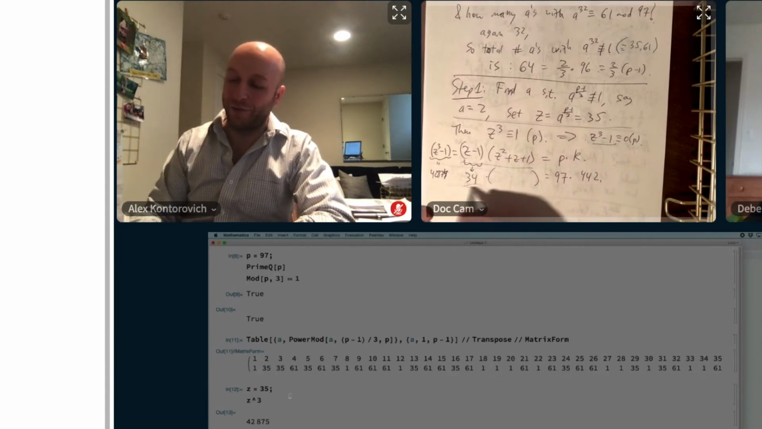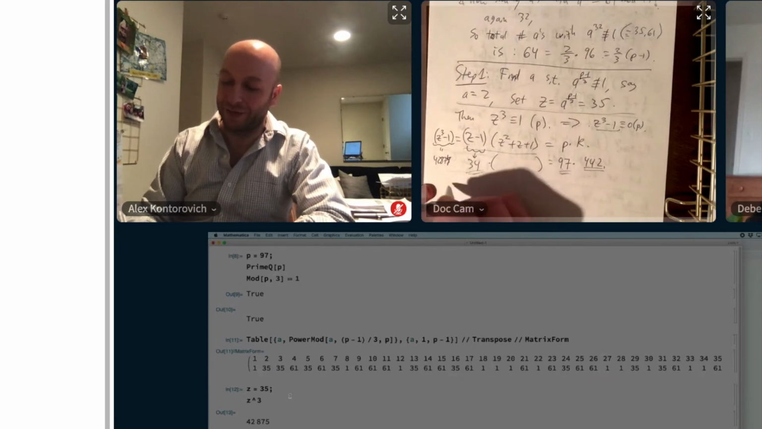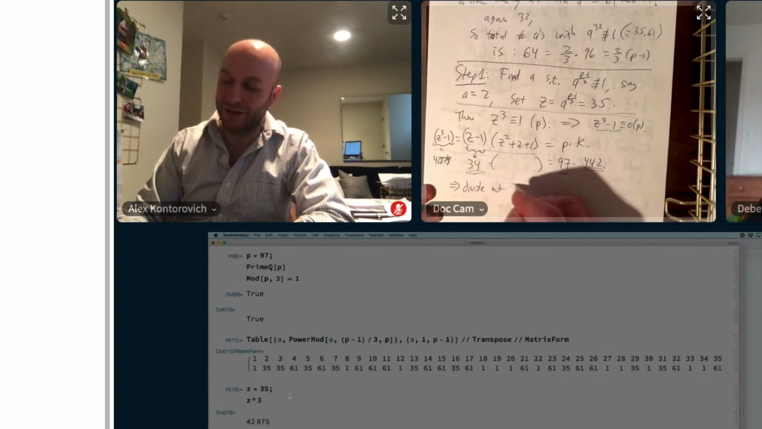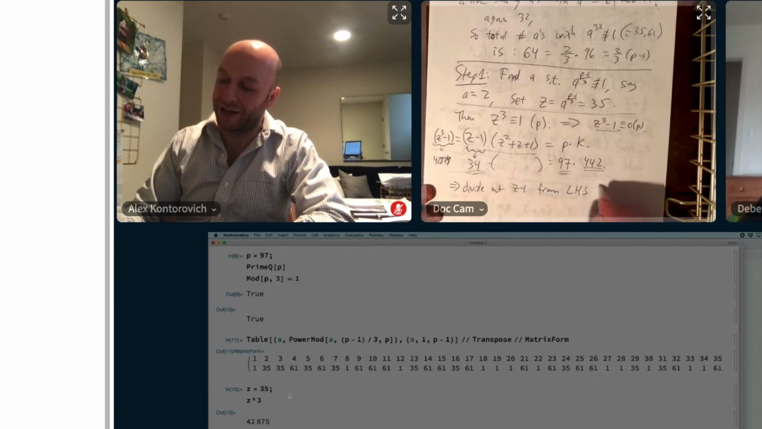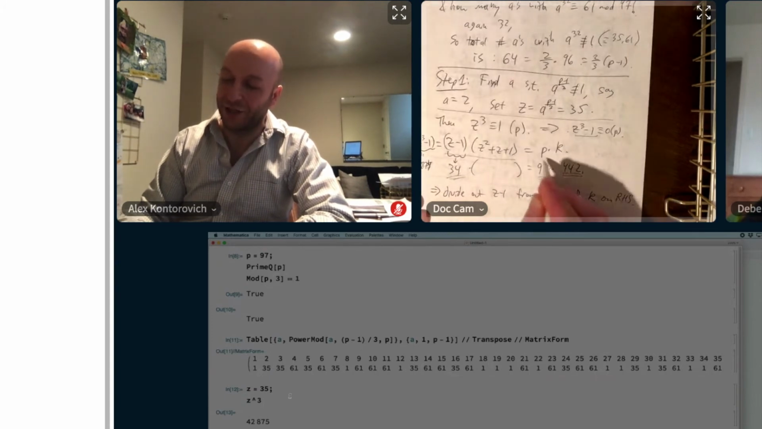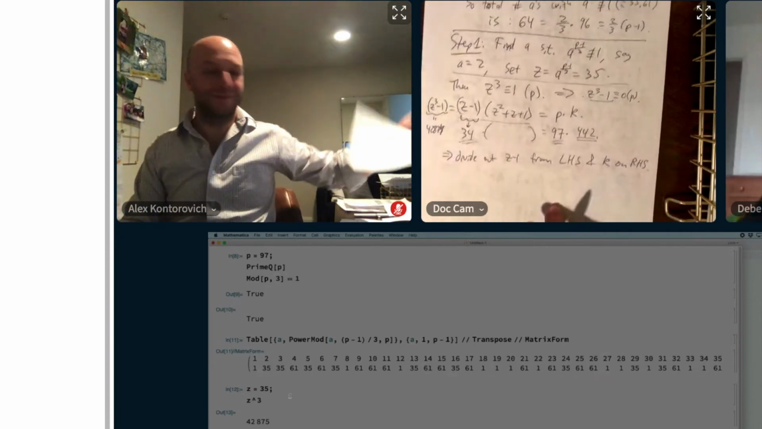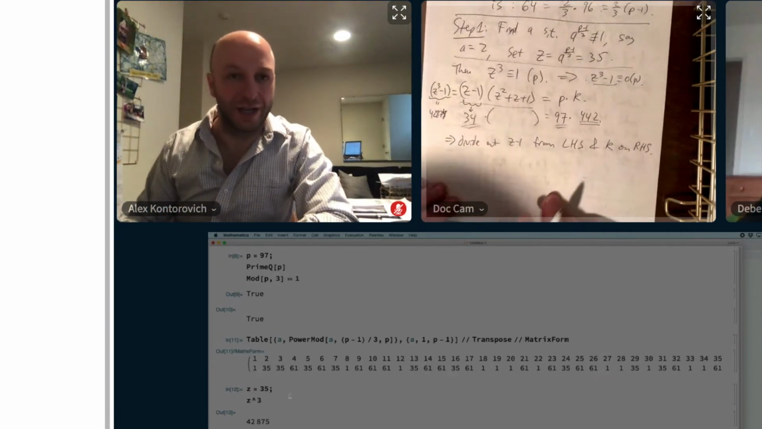And the point is 34 is co-prime with 97, so 34 has to go into the 442. So we can get rid of this 34 by dividing out z minus 1 from the left-hand side and k on the right-hand side, since in the integers it's not going to touch the prime p. Can I get a thumbs up if you're following?